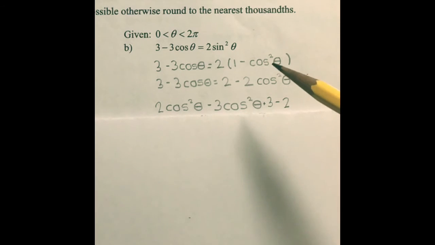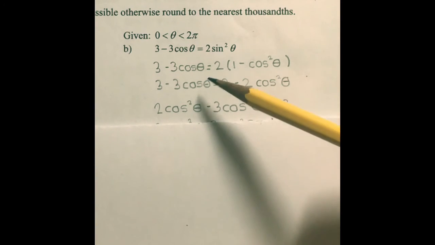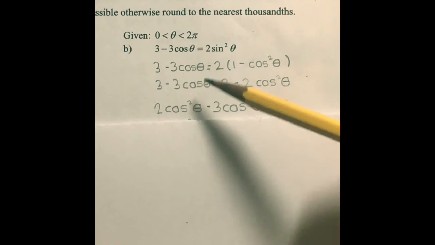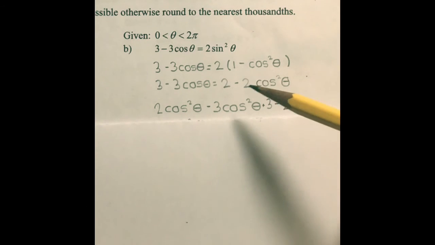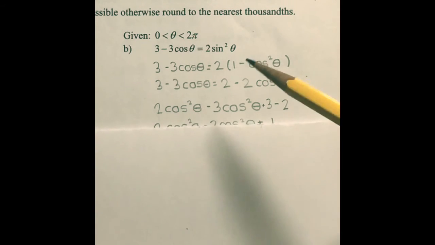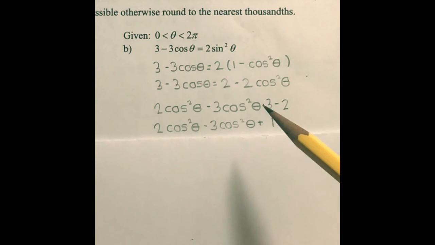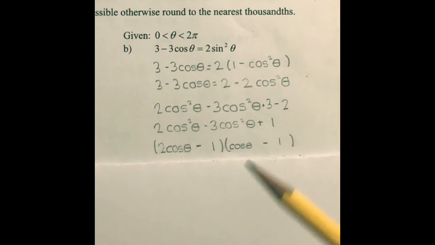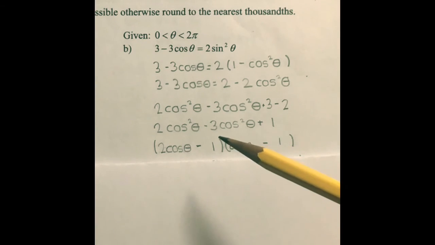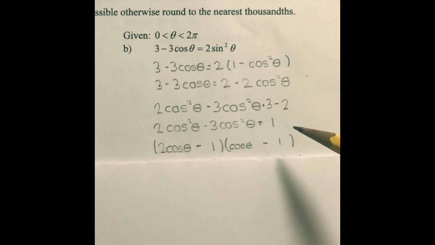And so, in order to set this equation equal to 0, we have to get all the terms onto one side. So, we move these terms over to this side, and so we end up getting 2 cosine squared theta minus 3 cosine theta plus 3 minus 2. And so that simplifies to 2 cosine squared theta minus 3 cosine theta plus 1. And so now we have to factor. So we have 2 cosine theta minus 1 times cosine theta minus 1.